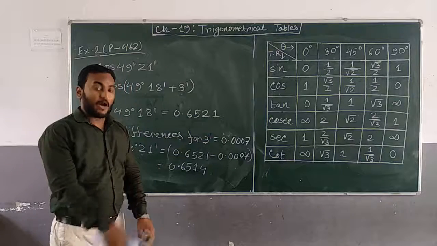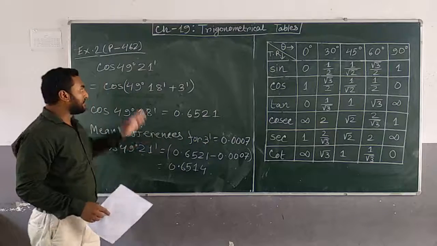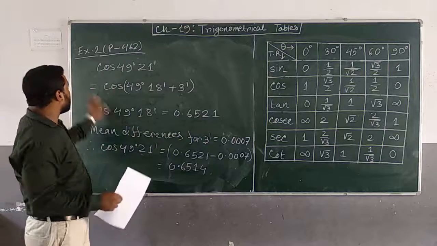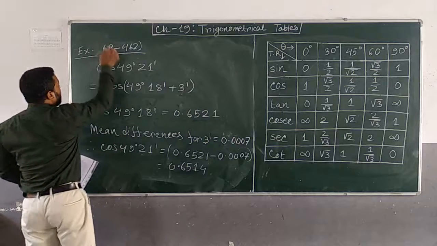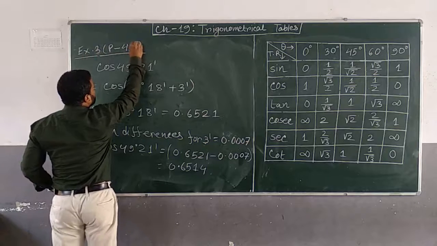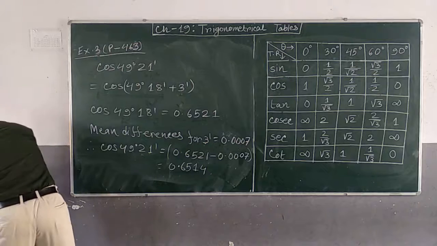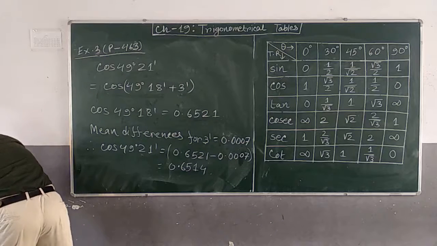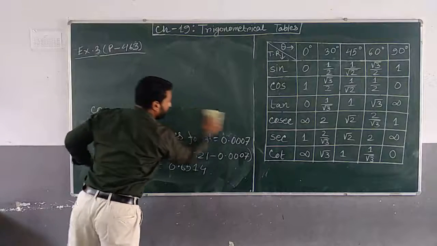Okay. Now the last ratio that is left is tan theta. For tan theta, how will we calculate this? For this, take example number 3 on the next page, that is on page number 463. Here it is given: find the value of tan 65 degree 41 minutes.